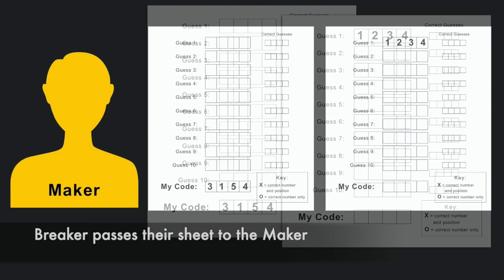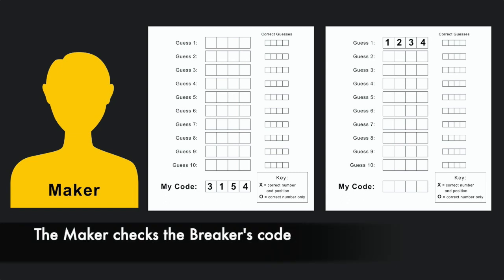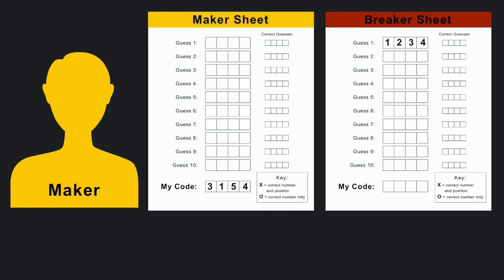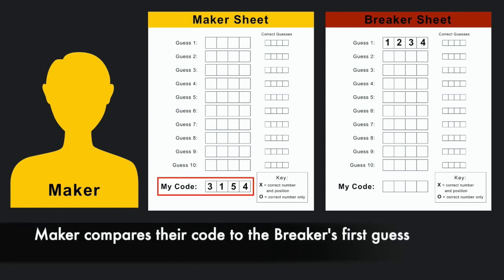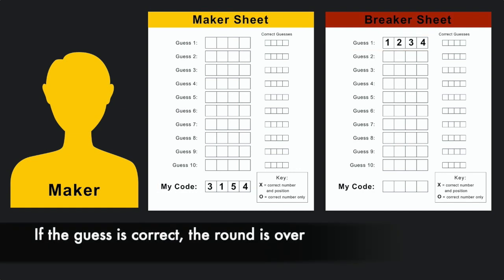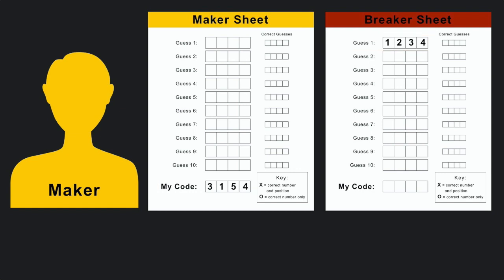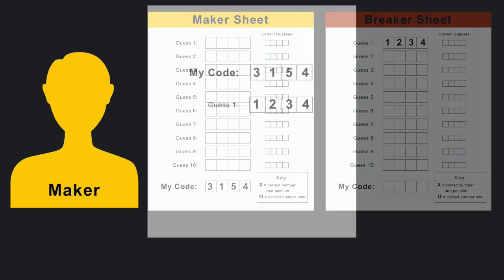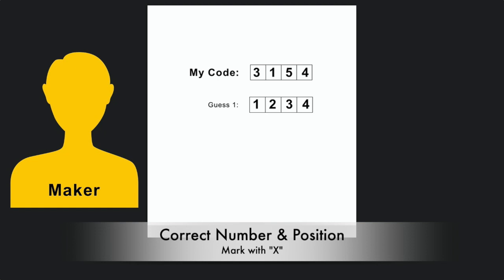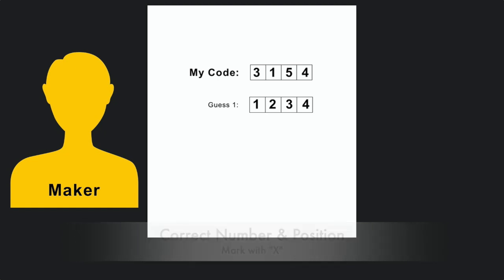The code maker will keep their code secret, but they will check to see if the code breaker correctly guessed their code. To do this, they will compare their code to the code breaker's first guess. If the code breaker guessed their code right away, the round will be over. Most likely, they will not guess it, so the code maker will let them know if any part of their guess was correct. First, they will look to see if any of the digits of the code breaker's guess matched both the correct number and the correct position in their code.